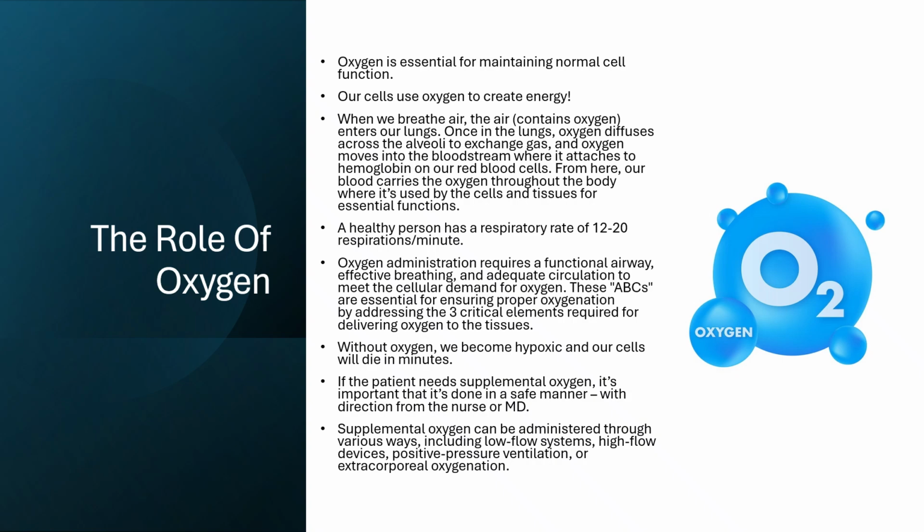When we think about does this patient need oxygen, some things you should consider are, do they have a functioning airway? Are they breathing effectively? And do we have adequate circulation to meet the cellular demands for oxygen? Our ABCs, airway, breathing, circulation, that is essential for ensuring proper oxygenation. And so you have to make sure that they have a patent airway, they're breathing effectively, and they've got good circulation. If they don't, then we need to think about providing supplemental oxygen. Without oxygen, we're going to become hypoxic and our cells are going to die within minutes.